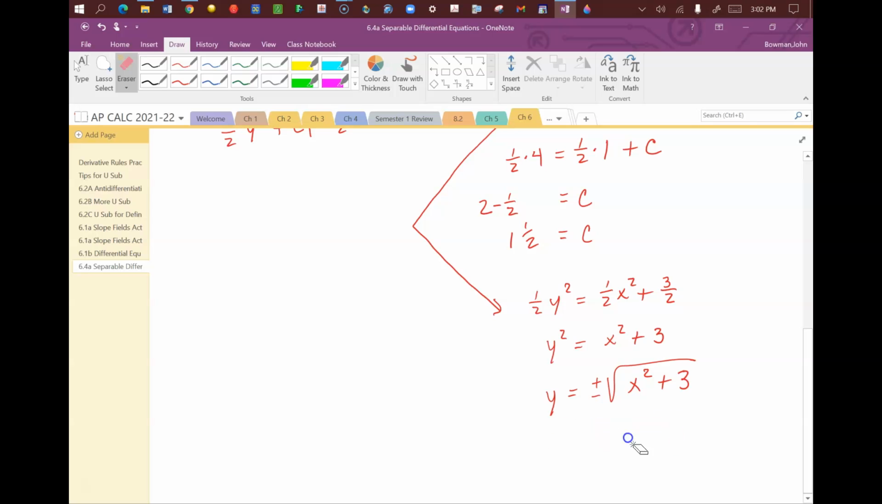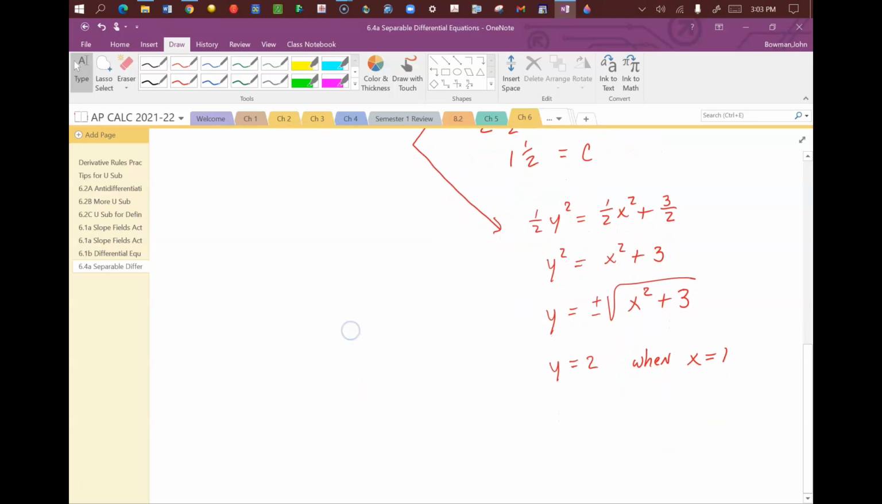Well, here's where things get a little tricky. If you recall, we were told y is equal to 2 when x is equal to 1. And if you were to plug 1 in for x, you would have plus or minus the square root of 4, which would be positive 2 or negative 2. But because y has to be positive 2 when x is equal to 1, our final solution can only be the positive root, y is equal to the square root of x squared plus 3.